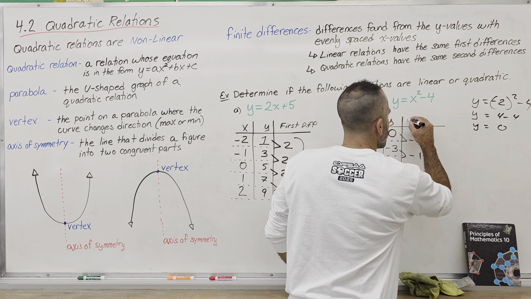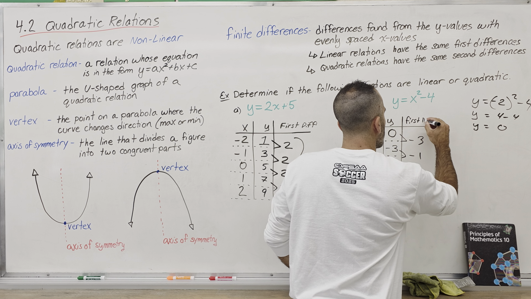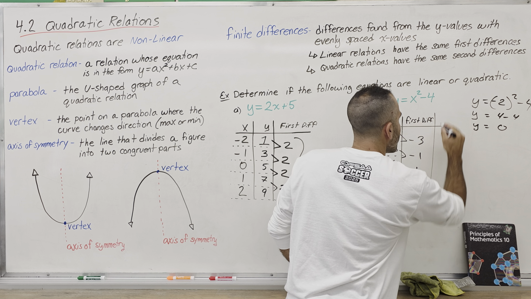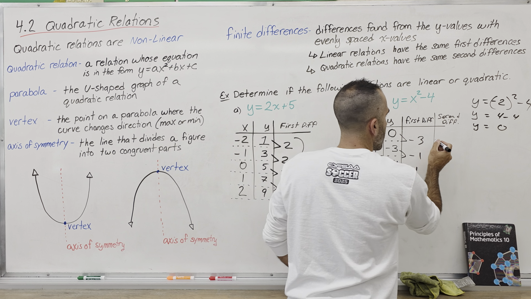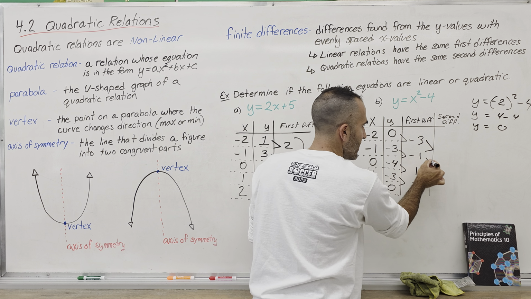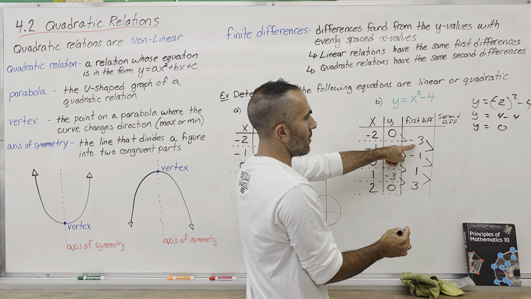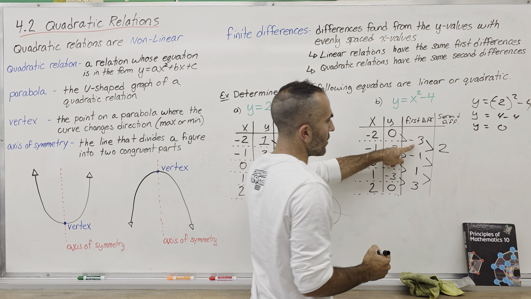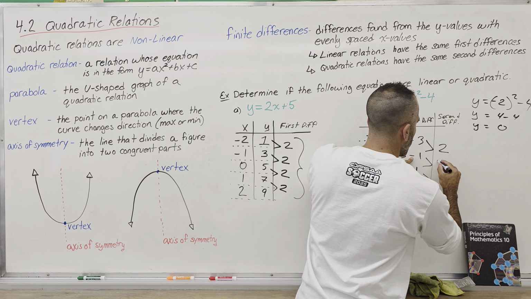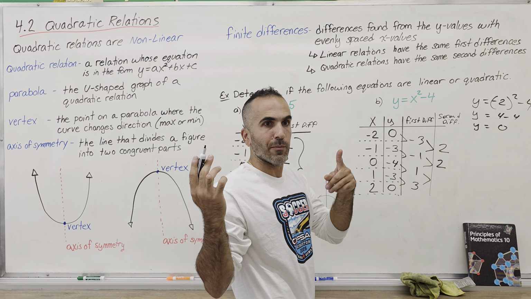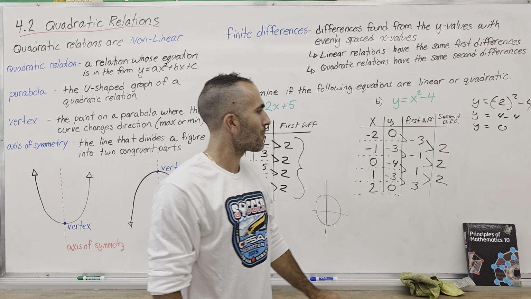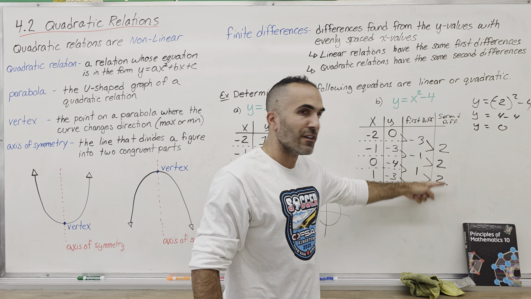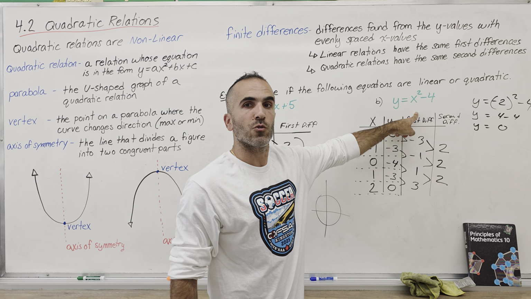Let's go again. So these are first differences. Second differences. Now I do the differences with these guys. -1 minus -3, 2. 1 minus -1, 2. Ceiling's gonna come down soon. 3 minus 1, 2. Second differences are the same, therefore this is quadratic.